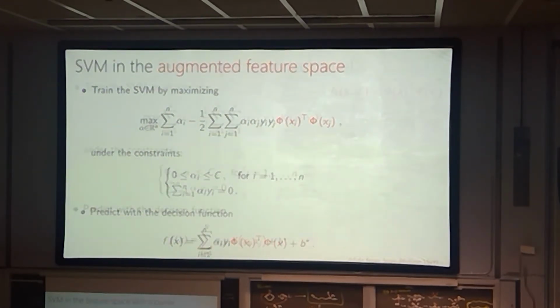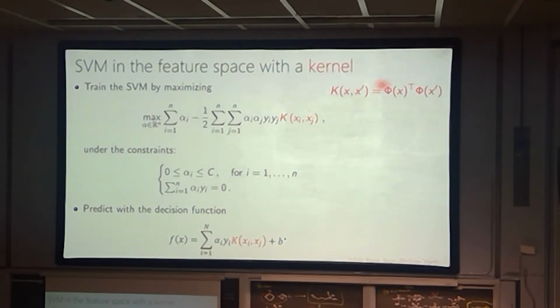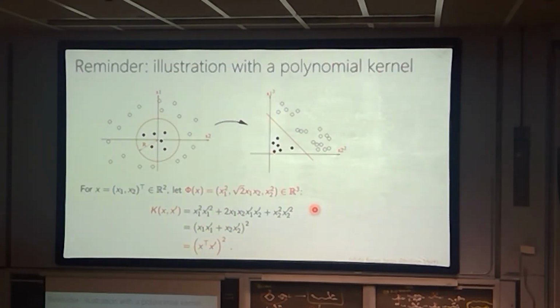And then in the full kernel space, I just replace those phi's with the kernel, and now I have no explicit mention of x by itself, only kernel inner products of the x's. So again, I get this kernel, that's how the kernel version comes out. And I think you've seen this already.